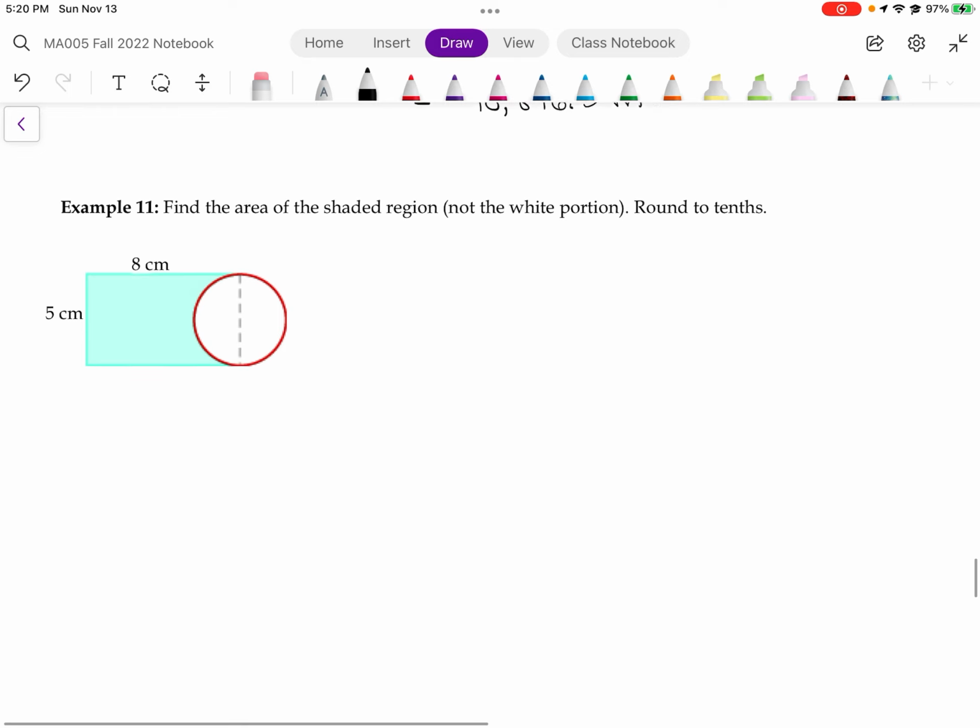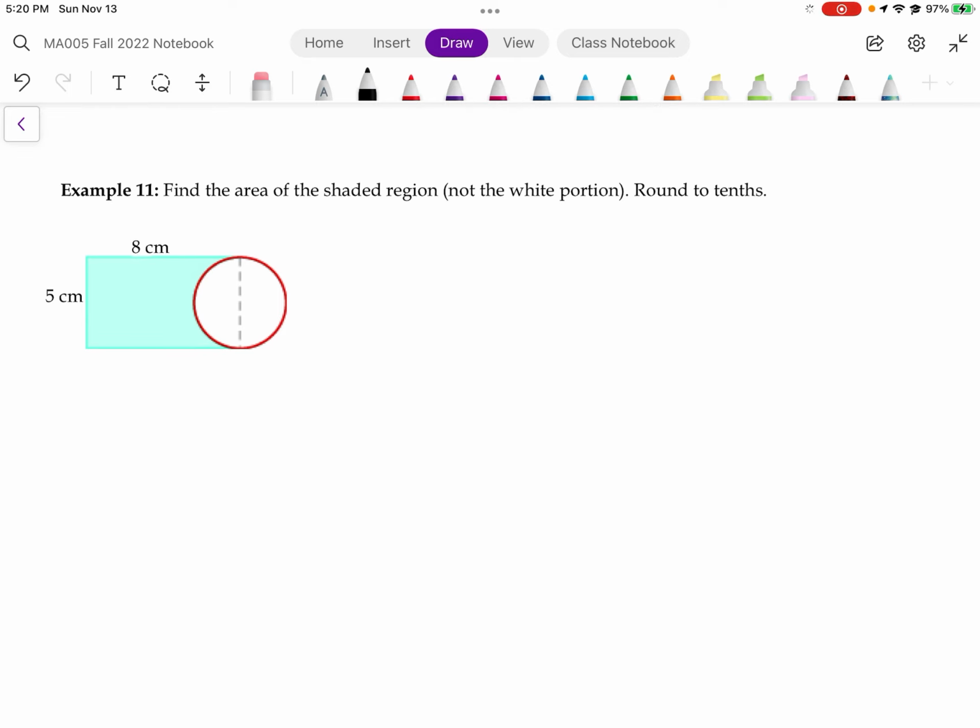All right, find the area of the shaded region, not the white portion. What I want you to notice here is that we have this shaded area, but then we have to take out half of a circle from that. It's like it's been bitten out. So the area of the rectangle, like we did before, is going to be 8 times 5, which is 40 square centimeters.